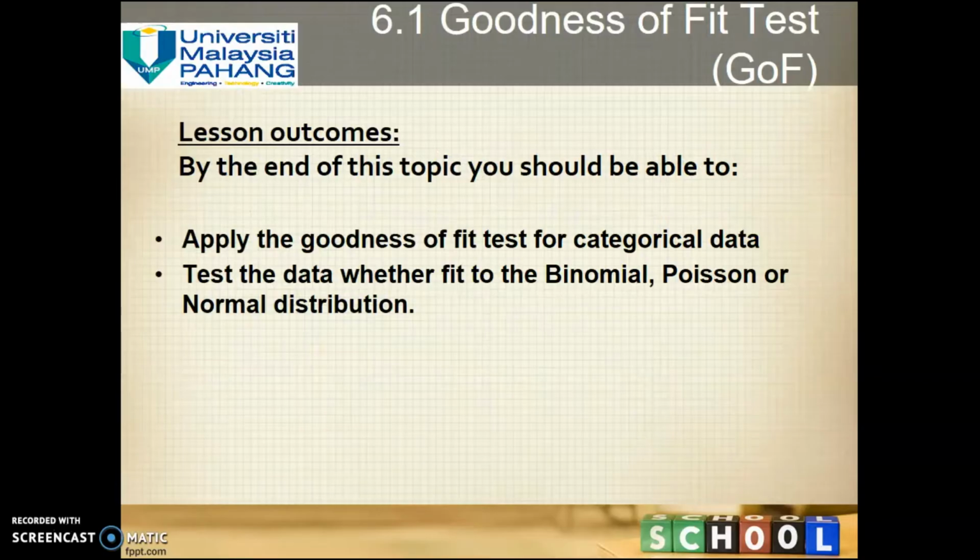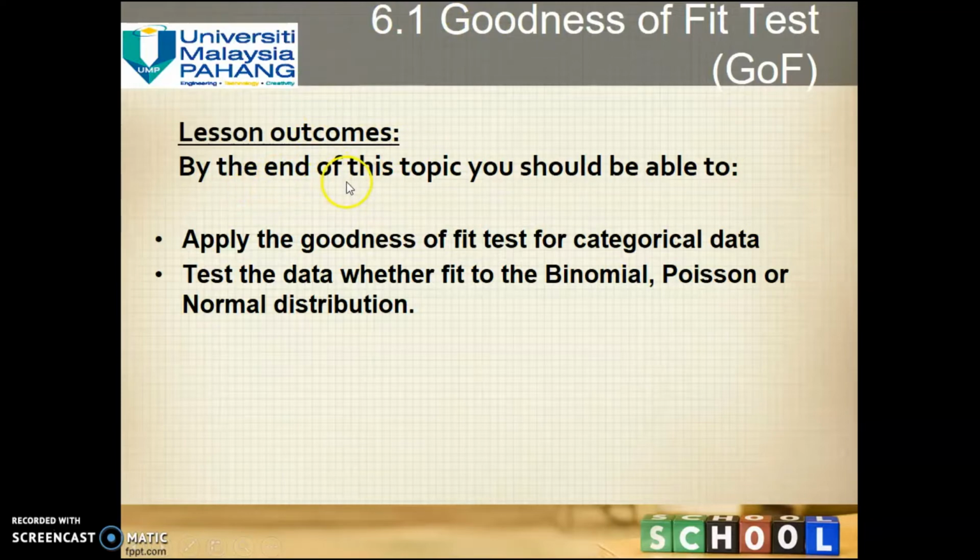Okay, so we go to 6.1, the goodness of fit task, or the short form is GOF. Sometimes I just call it GOF. Okay, so the lesson outcome for 6.1.